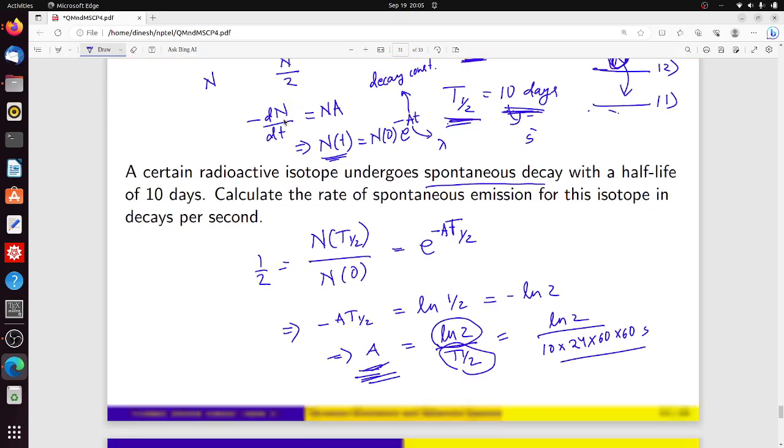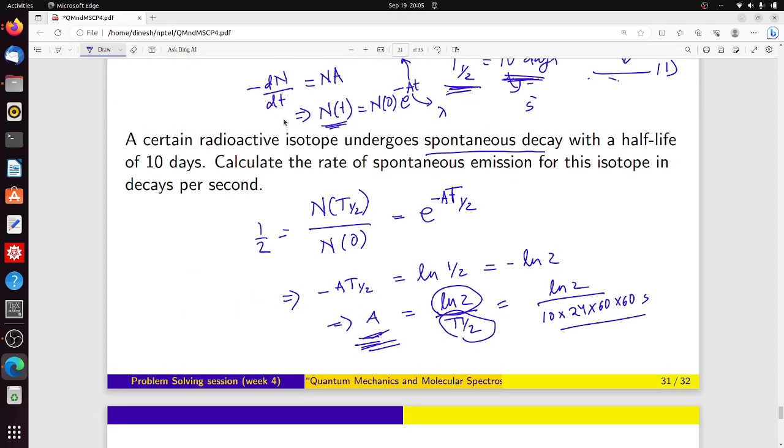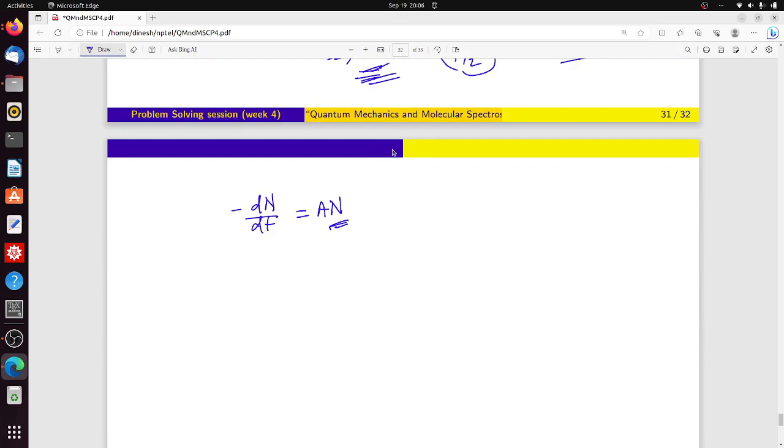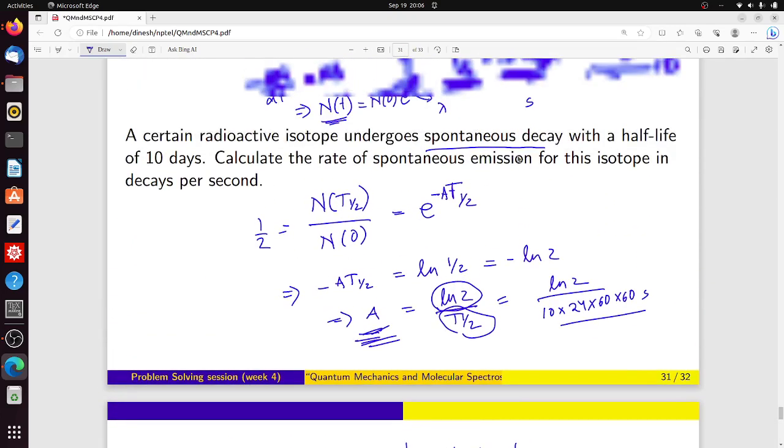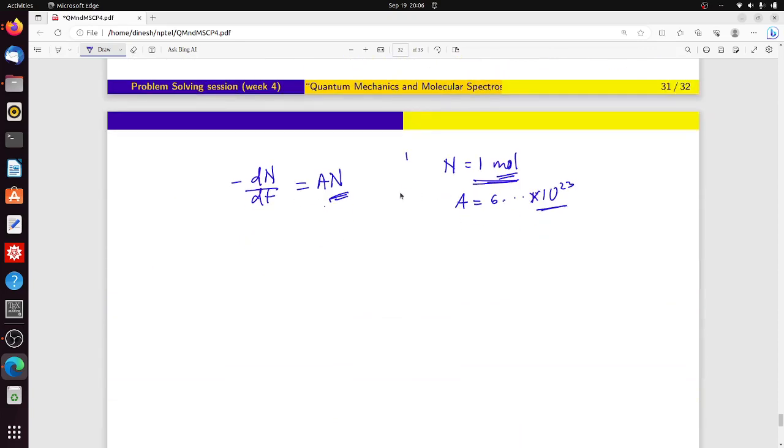Sir, how much N will you consider here? Okay, N is not given. So let's consider N is 1 mole. You consider whatever it is. If you consider N equal to 1 mole, then it will be Avogadro's number, 6 point something into 10 to the power 23. You just consider Avogadro's number; that will be fine. Or you consider 1, but for 1 there is no meaning of this half lifetime, so you consider 1 mole. So you understood the question, right?